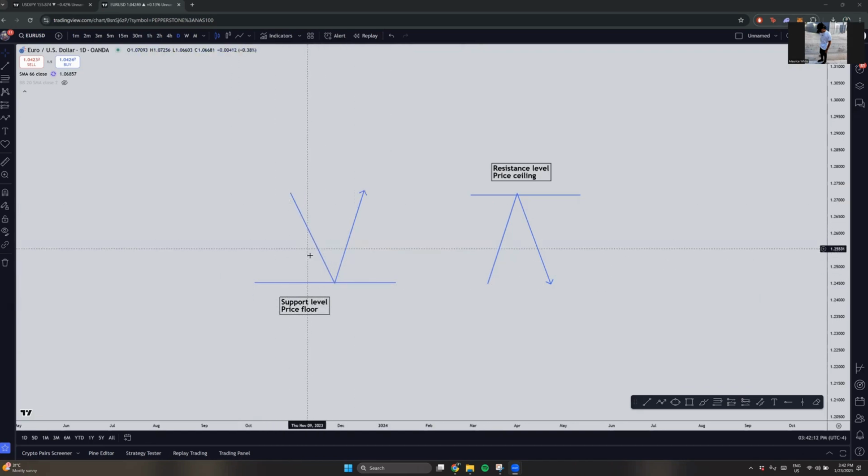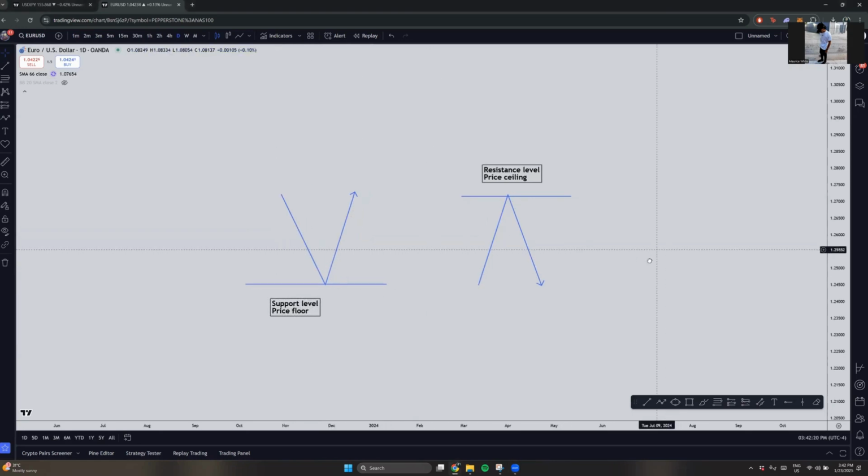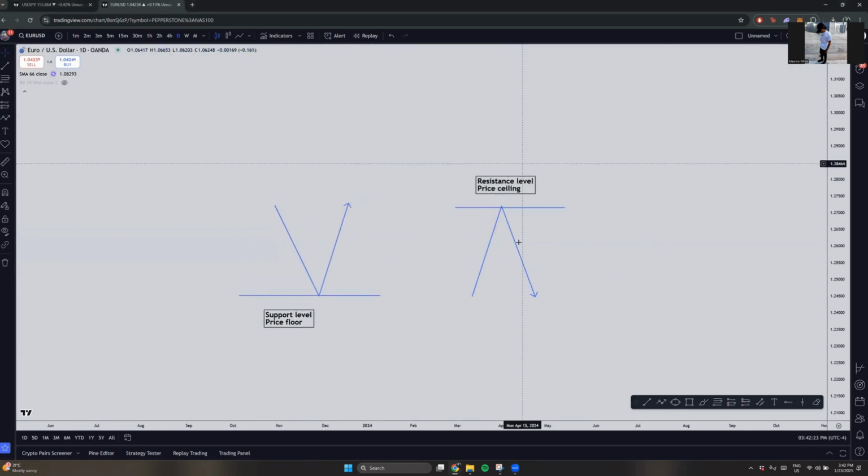So when price reaches this price floor, it usually bounces to the upside and starts to trade above the support level now. And well, it will be the opposite for resistance levels in the market. So price will be pushing up, forming bullish momentum. And once it reaches the resistance level, it will slow down, reverse, and now start to trade to the downside. Okay, so a resistance level is also known as a price ceiling.